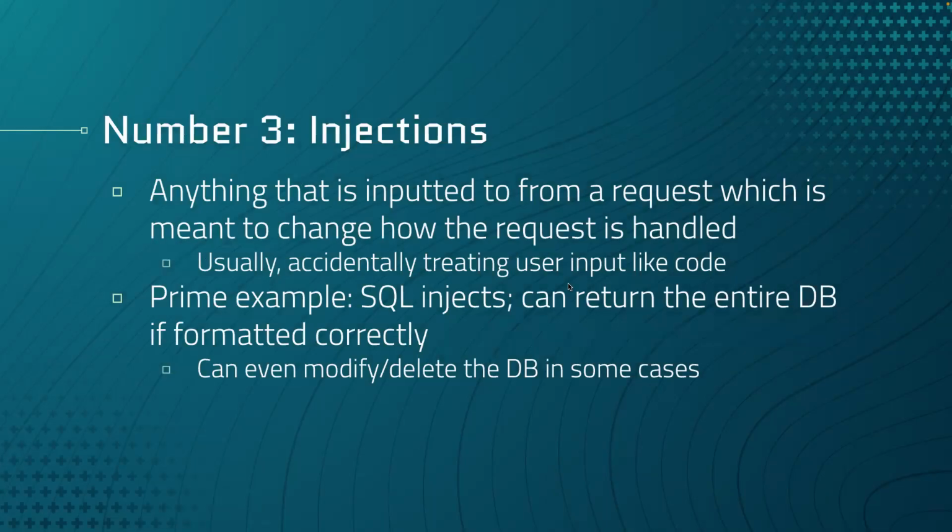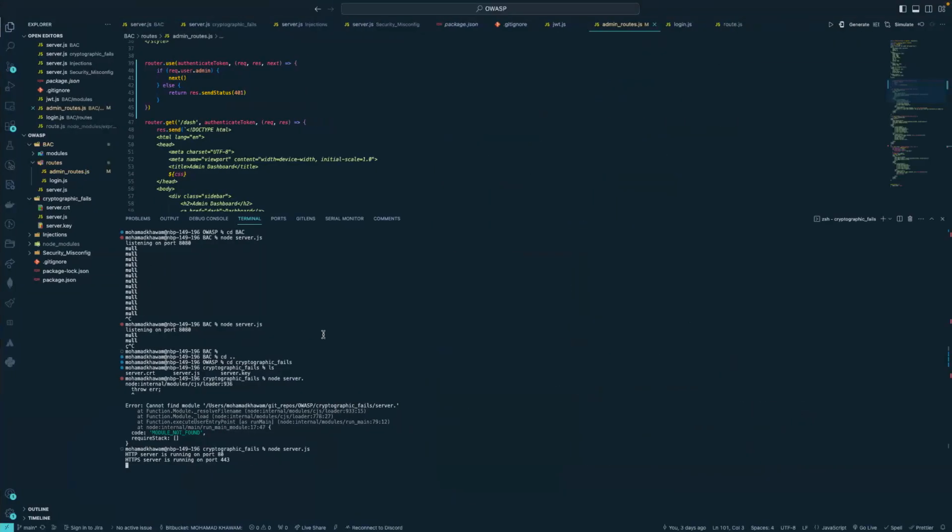Okay, so next one, injections. Injections are any type of user input that can be entered into a request, which is meant to change how the request is handled. This is usually by accidentally treating user input as code. A prime example is SQL injections, which return the entire database if you format it correctly. It can also modify, add, and delete stuff from the database.